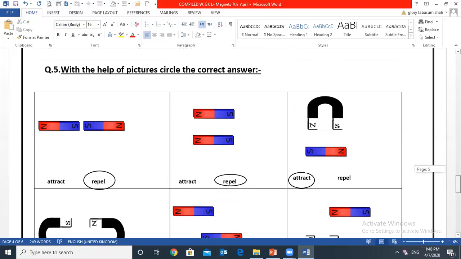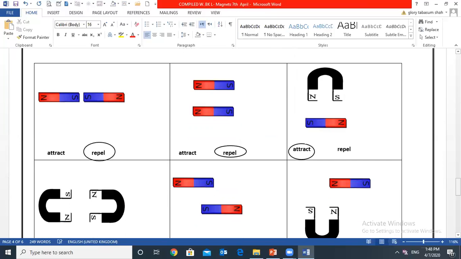Now, question number 5, which is the last question. With the help of pictures, circle the correct answer. Okay, let me discuss here and start circling the correct answer. We have South and South Pole, S and S. So they are like poles. So they repel. Circle the repel. South and South, again like poles. So they will again repel. Circle the repel. Now, North, South, South, North. They are unlike poles. So they will attract.